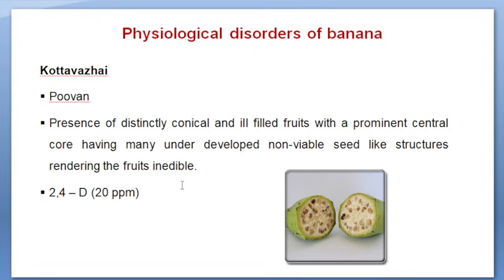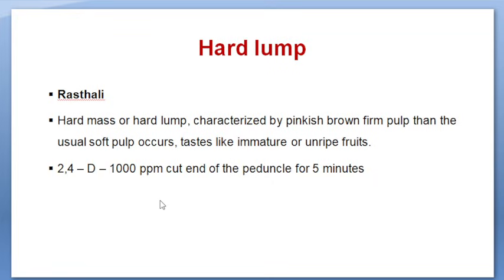Next, some important disorders in case of banana. Kottavasai: here you can see there will be some seeds. The seediness is there in banana fruits, and this kind of fruit is not suitable for consumption. So this is controlled by spraying 2,4-D at the rate of 20 ppm.